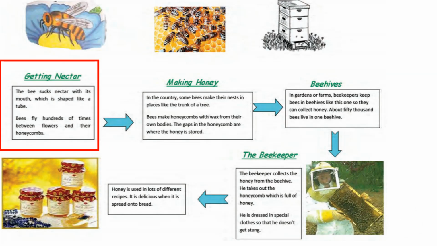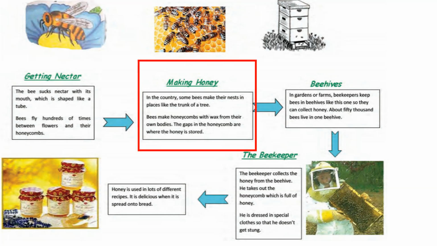Getting nectar. The bee sucks nectar with its mouth, which is shaped like a tube. Bees fly hundreds of times between flowers and their honeycombs. Making honey. In the country, some bees make their nests in places like the trunk of a tree. Bees make honeycombs with wax from their own bodies. The gaps in the honeycomb are where the honey is stored.